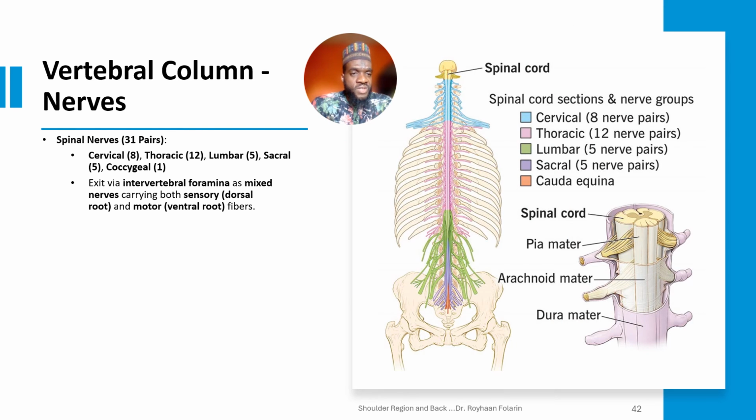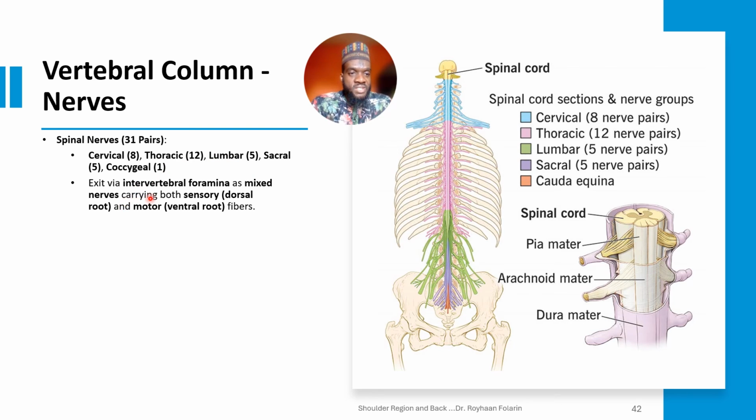So you have 31 pairs of spinal nerves in total, 8 of them cervical, and then 12 of them thoracic. Then we have 5 pairs of lumbar and 5 sacral pairs, and then you have the cauda equina. So here's the spinal cord with its different meningeal layers, the pia mater, the arachnoid, and the dura mater, just like we have in the brain as well.